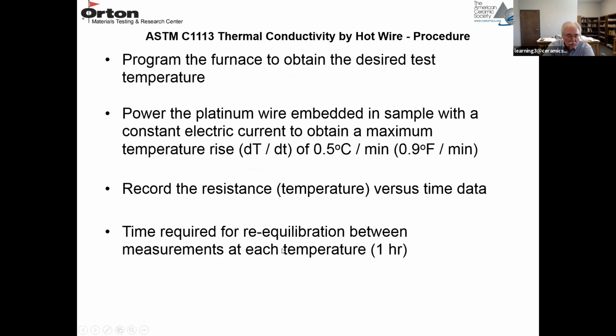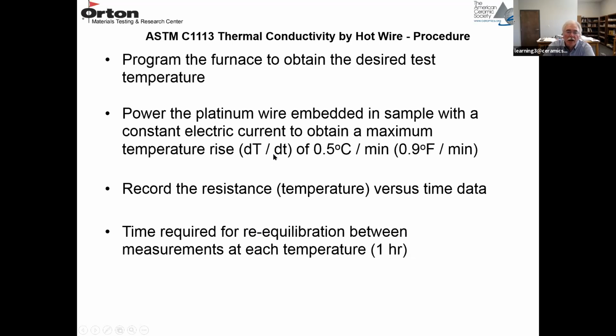These pieces of equipment, you build them yourself. I mean, Orton sells the equipment, but basically you build them yourself. You program the furnace to the desired test temperature. You power the platinum wire embedded in the sample at a constant current. And you keep the temperature rise in the platinum wire lower than 0.5 degrees C per minute. You're usually running a run between 5 and 20 minutes. You record the resistance, temperature versus time data, and the time required to re-equilibrate between measurements is about 1 hour.